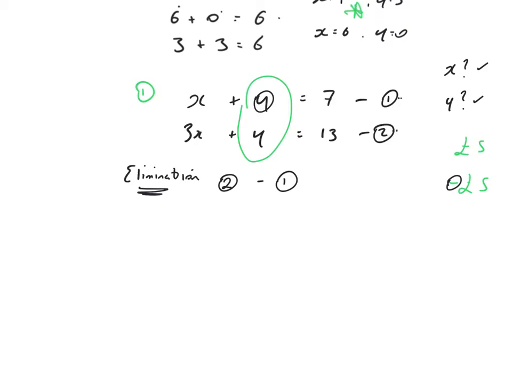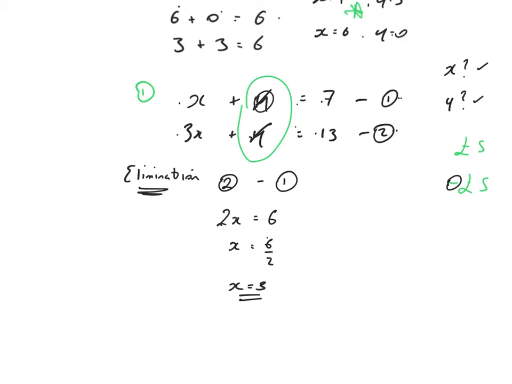Okay, so in equation 2 I've got 3x, so 3x take away x would give me 2x. And then y take away y, well that would just cancel out, leaving me with nothing. And then I've got an equal sign, and then 13 take away 7 is 6. I then bring the 2 down and divide, and that will be x equals 6 divided by 2, and x is equal to 3. So I know that x is equal to 3.